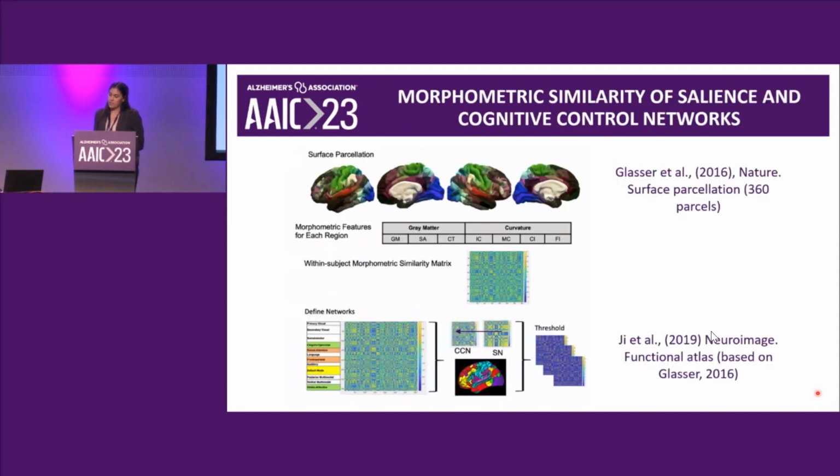So for this particular study, I used the 360 parcels from the Glasser Atlas, and I then used the Ji et al. Functional Atlas to assign each of the parcels to a functional network. I defined the cognitive control network as comprising the frontoparietal and dorsal attention networks, and the salience network as comprising the cingulo-opercular and orbito-affective networks.